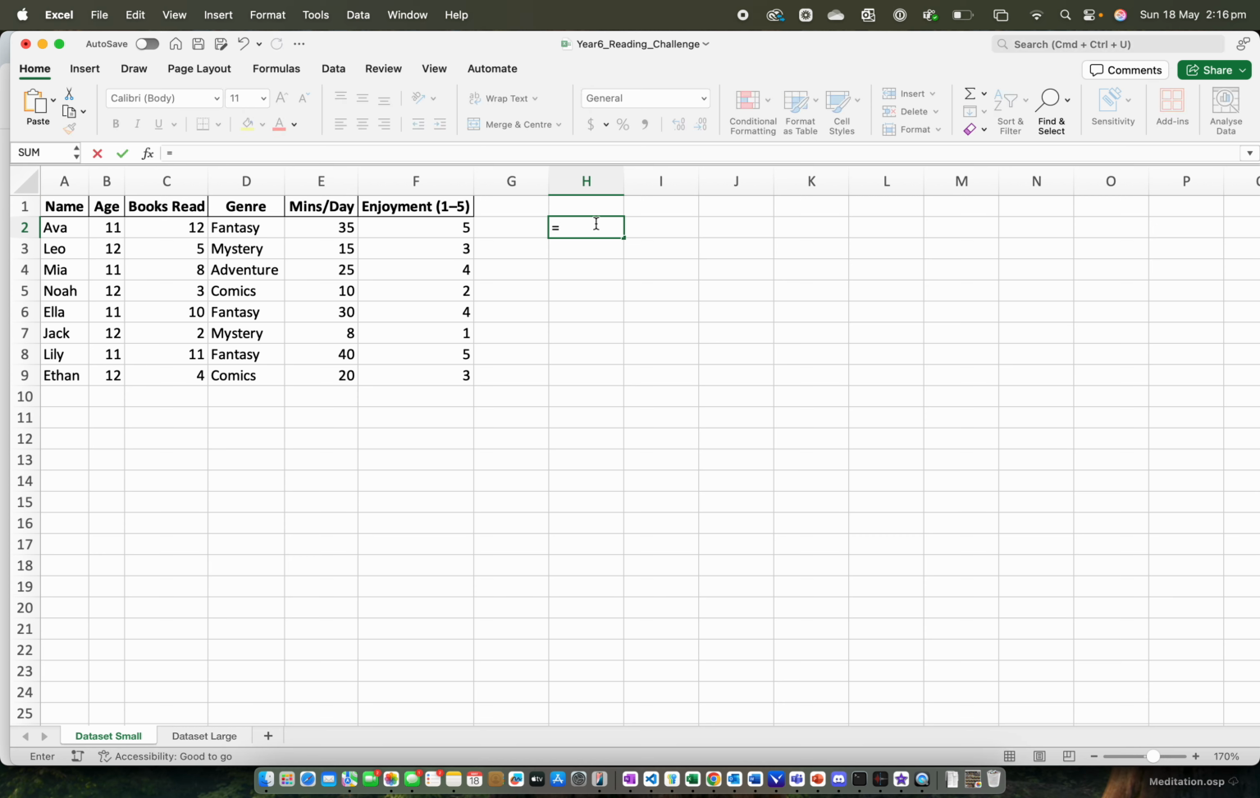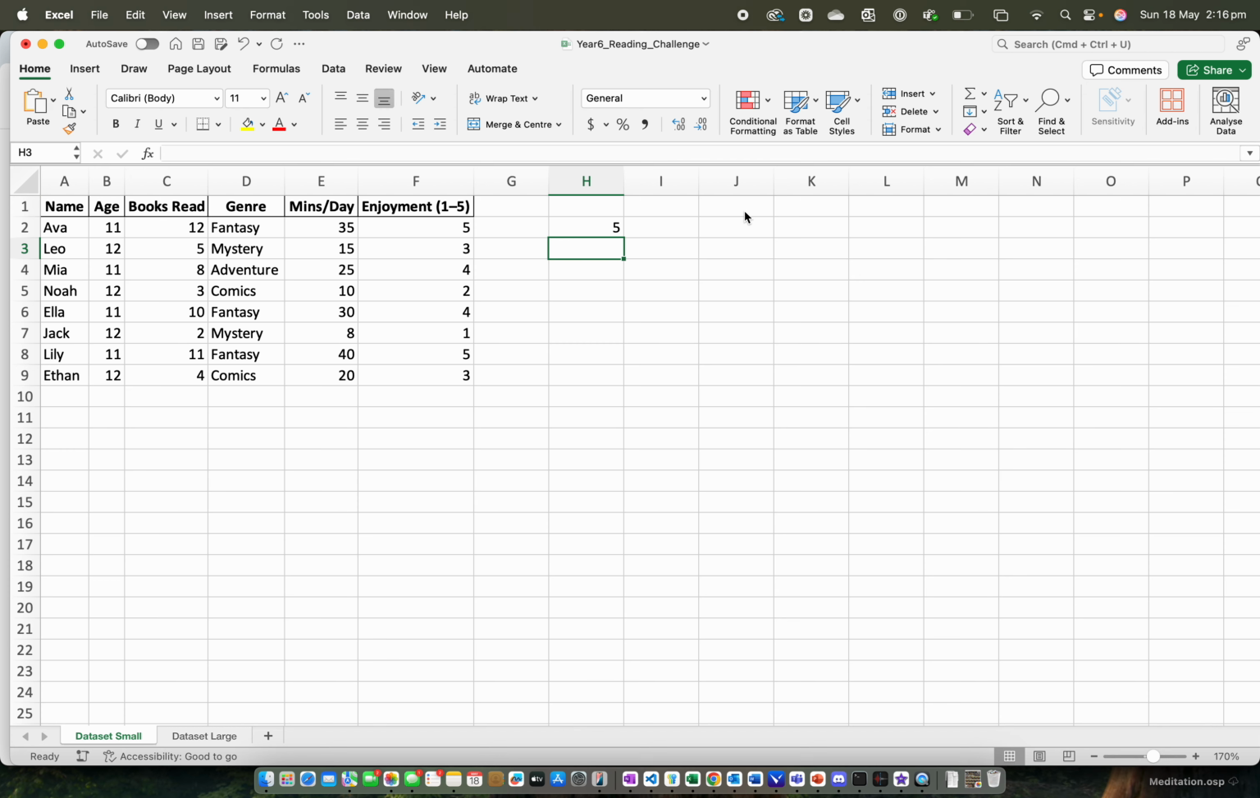We go equals mode, and it's got this mode.sngl, meaning single, so it's going to give us the single most commonly occurring number. And we put in our range. So our range here is from column F2 to F9. So we want to know the most commonly occurring number in the cells from F2 to F9. So F2 to F9. And I close my bracket and it says 5. So great, our most commonly occurring number is 5.